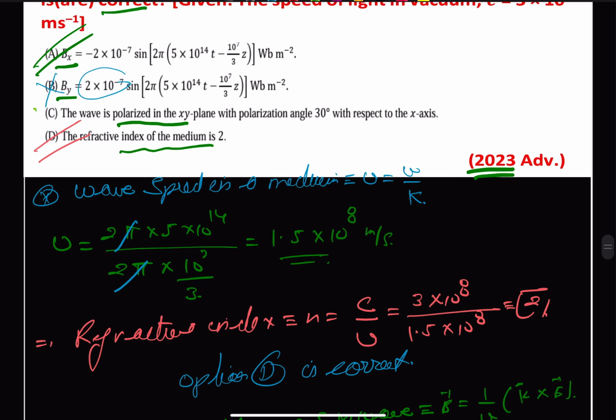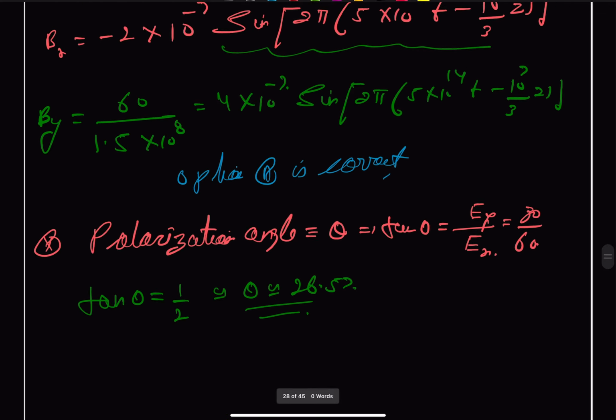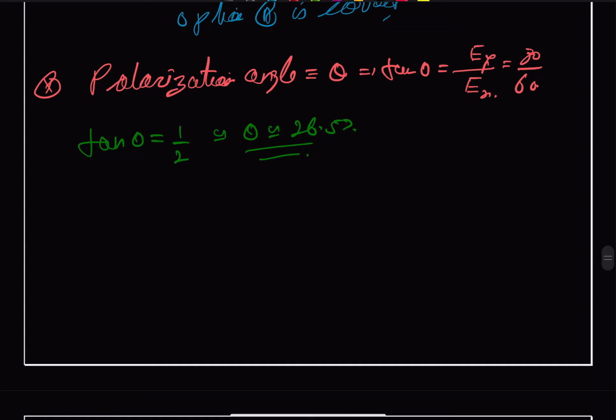So therefore, option C is also incorrect because it is 30. Option C incorrect. Next question.